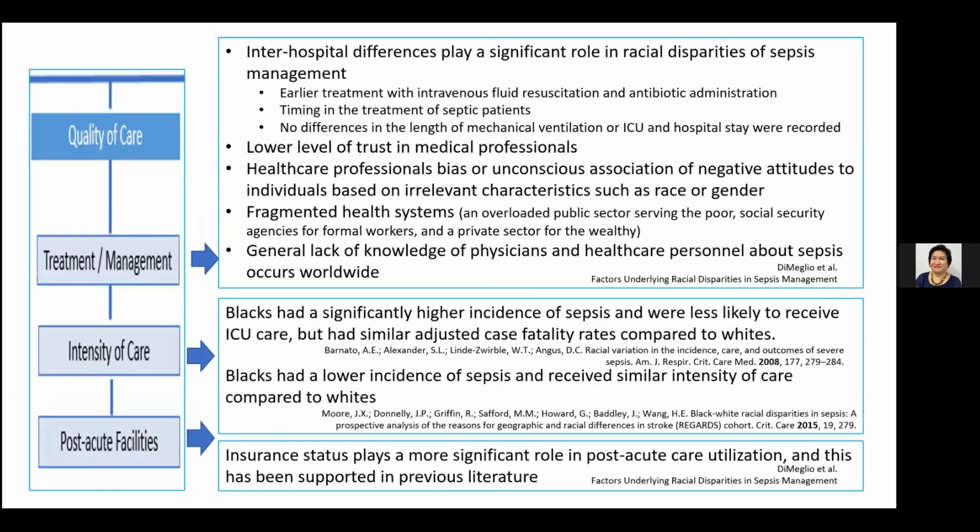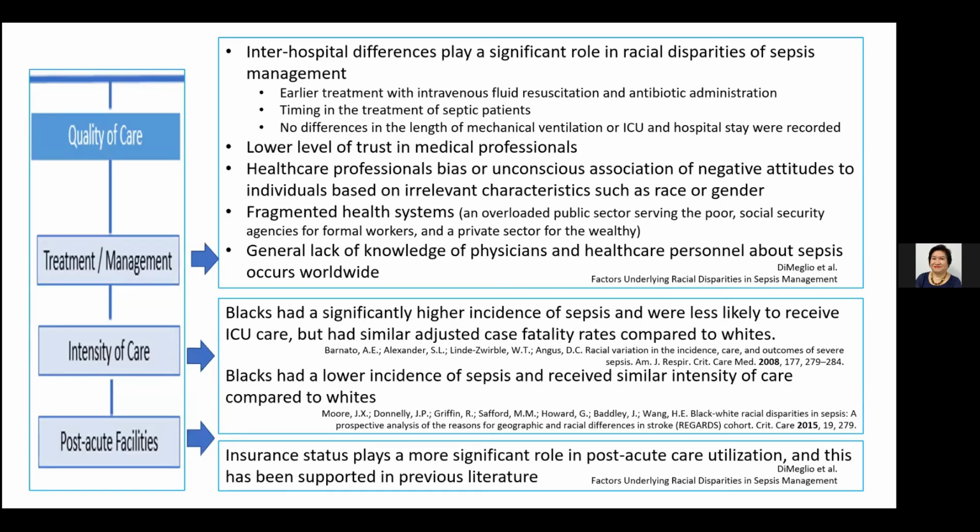In terms of quality of care, it was reported that inter-hospital differences play a significant role in racial disparities of sepsis management. It was also cited that patients from historically underserved populations and impoverished environments are less likely to seek and obtain healthcare resources and have a lower level of trust in medical professionals. Likewise, it was cited that there seems to be bias or an unconscious association of the healthcare professionals' negative attitude to individuals based on irrelevant characteristics such as race or gender.